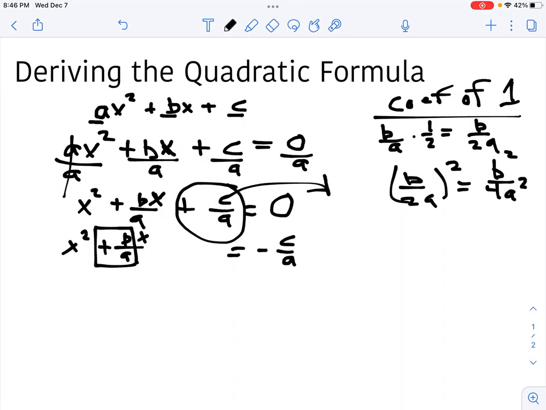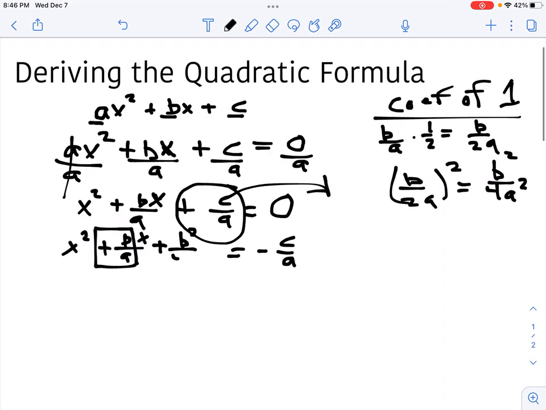So I am going to add that messy looking thing to both sides, all right? So that'll give me b squared over 4a squared plus b squared over 4a squared. All right, that's supposed to be a squared. Let's see if we can clean that up a little bit.